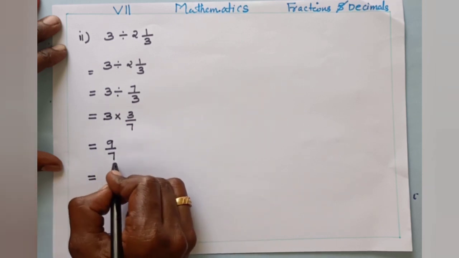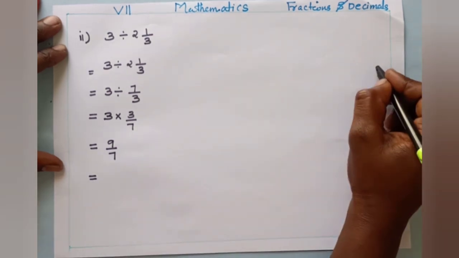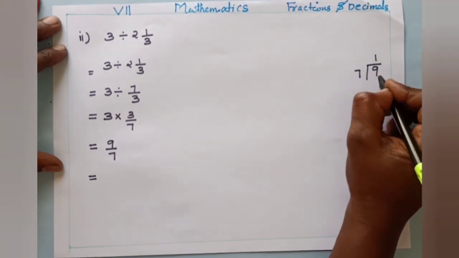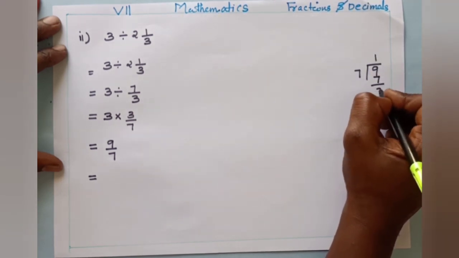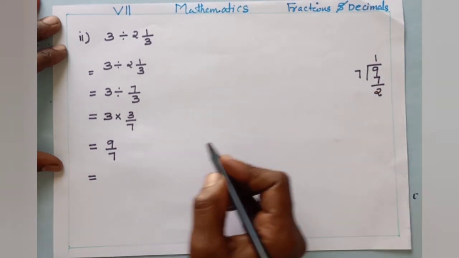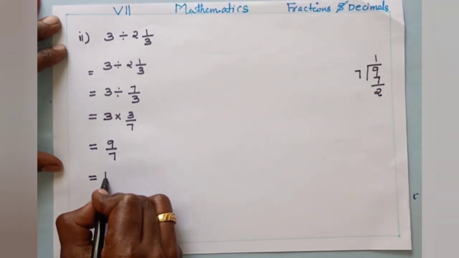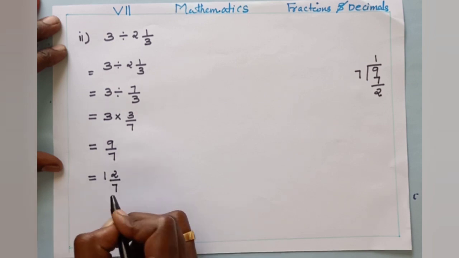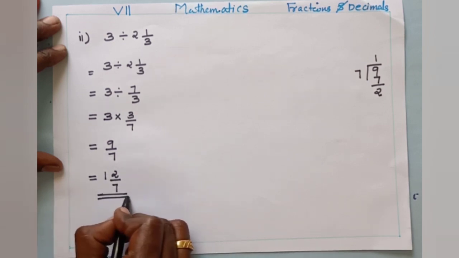See, this 9/7 is an improper fraction. Change it into a mixed fraction. 9 divided by 7: 1 7 is 7, remainder 2. So we can write it as quotient, remainder by divisor 7: 1 and 2/7 as the answer.